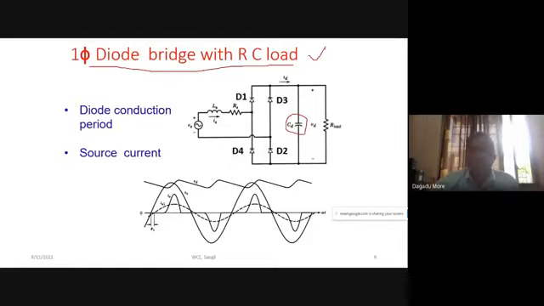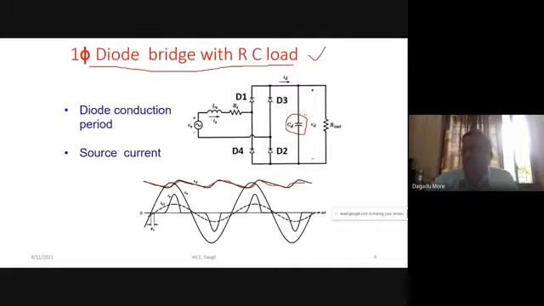Is it right? So if you observe the waveform across the capacitor, I'm just showing it here. This will be the waveform. I'm just tracing the waveform across the capacitor, or the output voltage waveform. It has less ripple. When only a resistive load is there, our ripple is 48%. Here we can reduce the ripple by putting the capacitor.